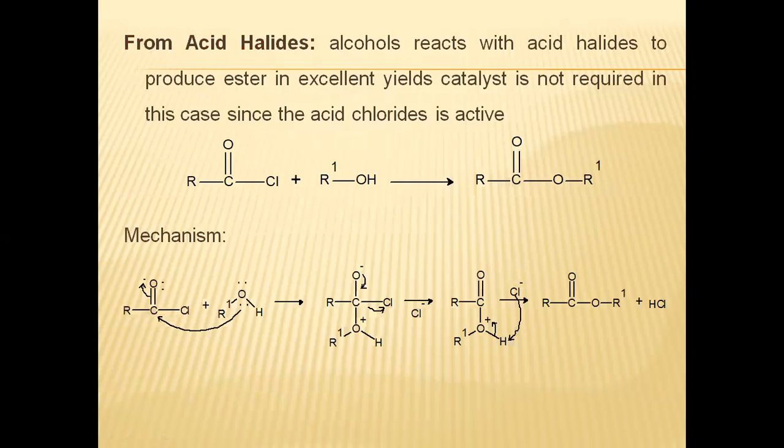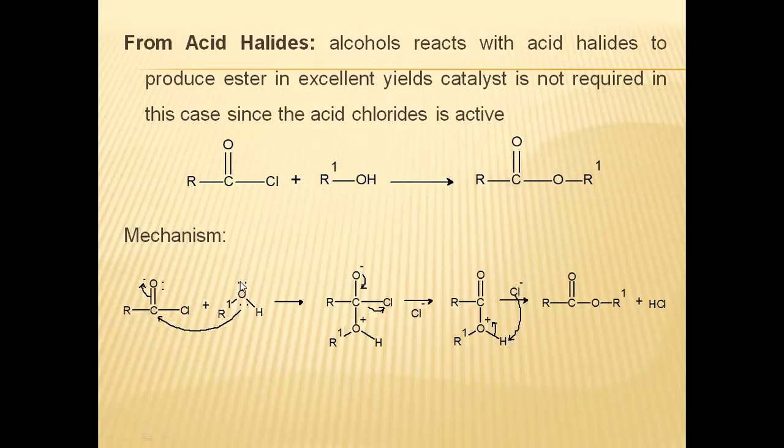Now if we take the acid chloride, which is a derivative of carboxylic acid, the acid halide is a derivative of carboxylic acid. Alcohols react with acid halides to produce an ester. Here we can say that this is an acid chloride. It is reacted with alcohol to form the ester.